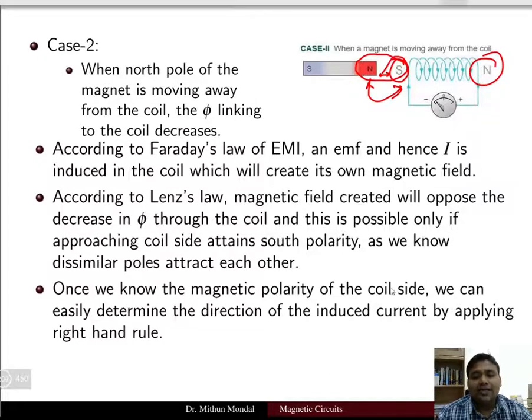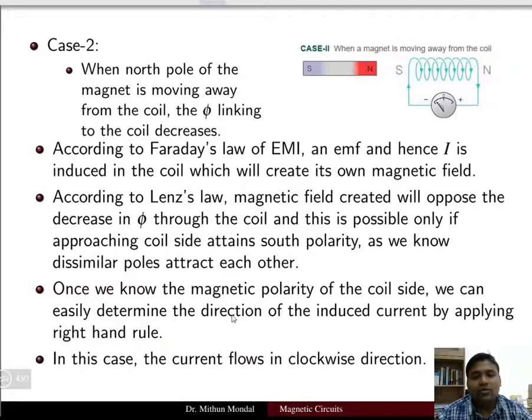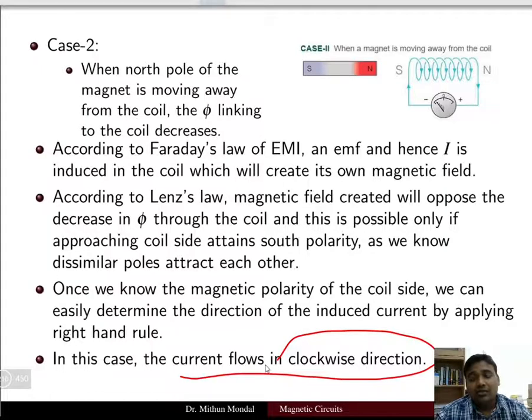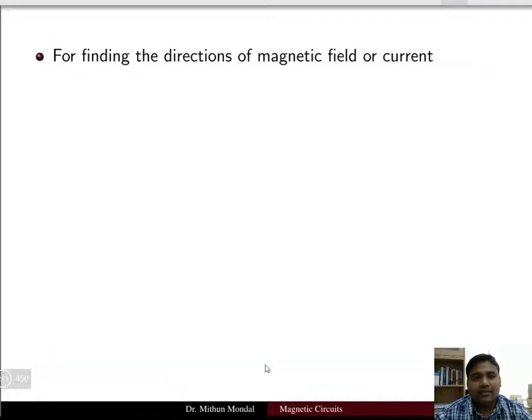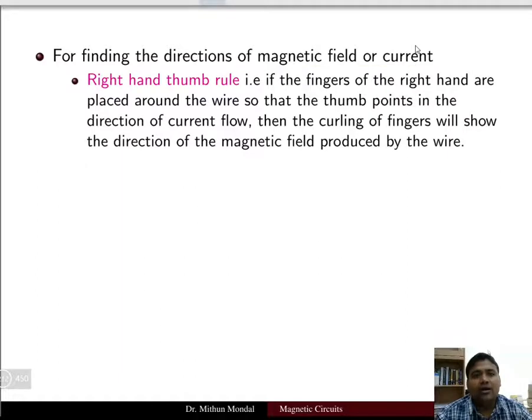And again, the direction of the induced current will be obtained from right hand rule. So the current flows in clockwise direction. So here we can see the current flows in clockwise direction, and in the previous case it was in anti-clockwise direction. Now for finding the direction of the magnetic field or current, we will be using the right hand thumb rule. So we have seen the Lenz law.